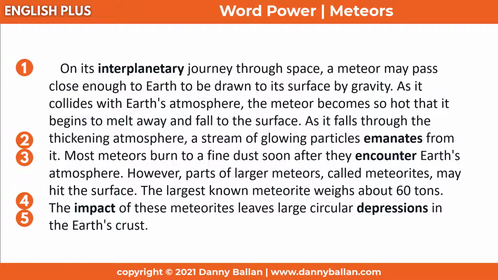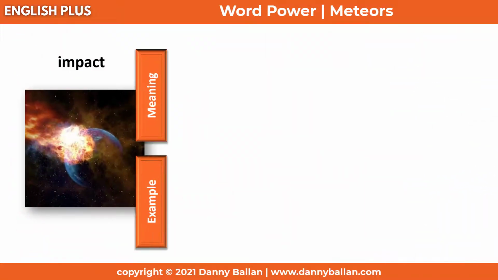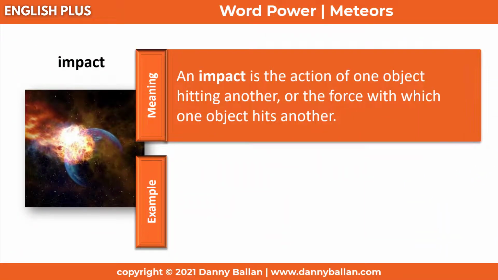Impact. In the text, we said the largest known meteorite weighs about 60 tons. The impact of these meteorites leaves large circular depressions in the Earth's crust. Actually, here we have two words, but let's start with the first one, impact. The impact of these meteorites leaves craters, it leaves depressions. So, what is the meaning of impact? An impact is the action of one object hitting another, or the force with which one object hits another. So that is the impact.